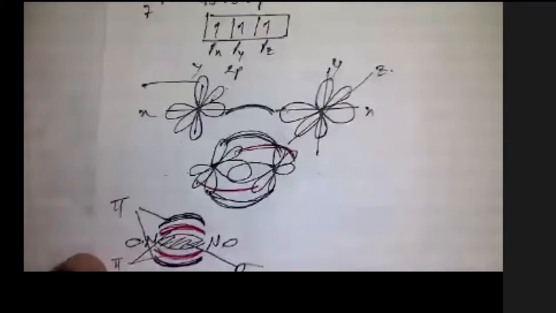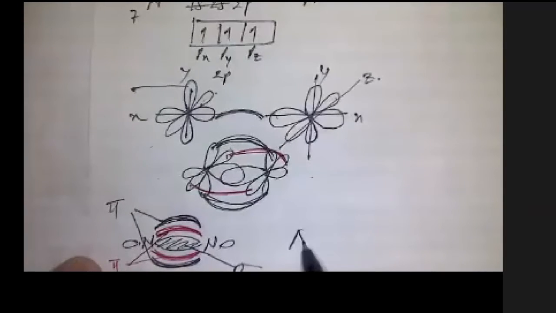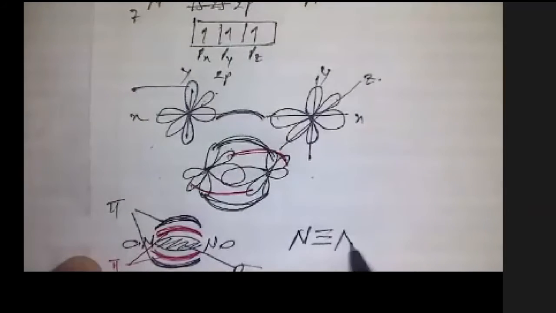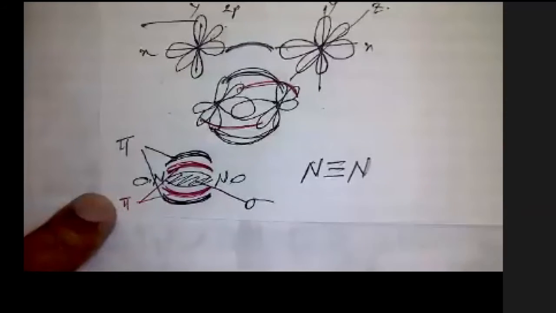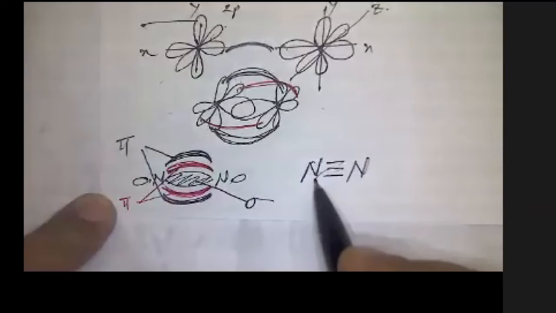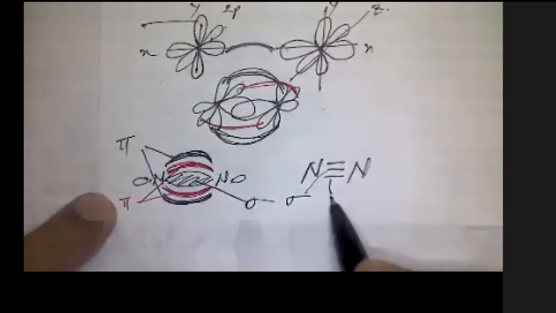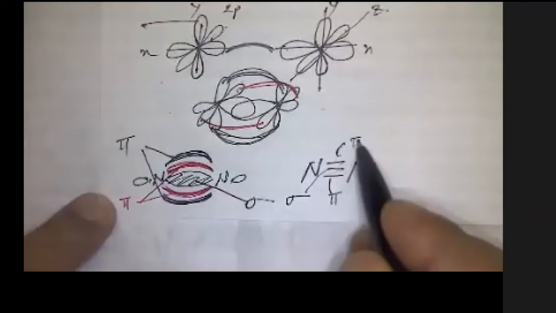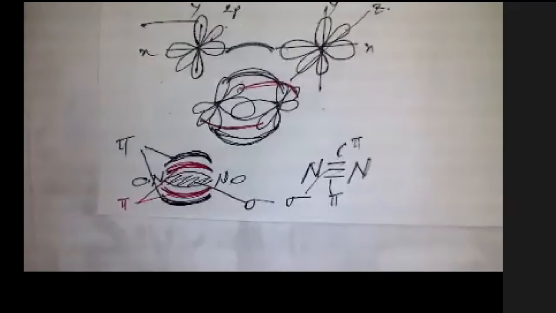So nitrogen, if I take, has how many bonds? 3 bonds. One of them, we call it sigma, other two are pi. So whenever multiple bonds, one of the bond is sigma bond, and the rest, all the bonds are pi bonds.